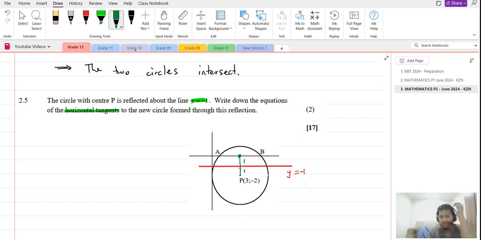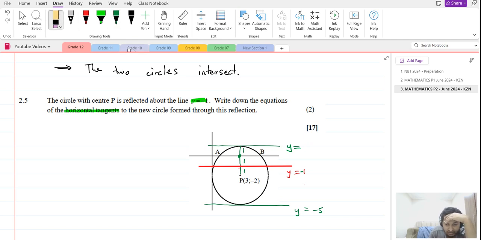Now, what's the circle after the reflection? You're reflecting about this line, so this point goes there, right? So that is 0. At the moment the horizontal tangent here is, remember the radius was 3, and that's another 1. So the horizontal tangent is y equals 3, and the second horizontal tangent is, coming down, y equals -5. So your horizontal tangents are y equals 3 and y equals -5.